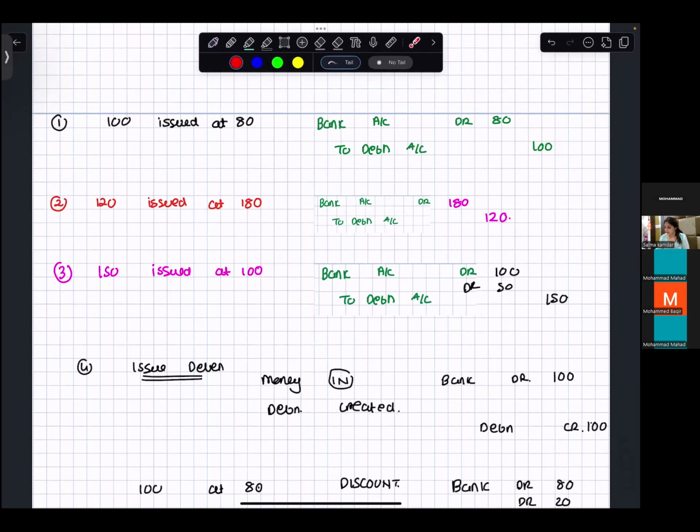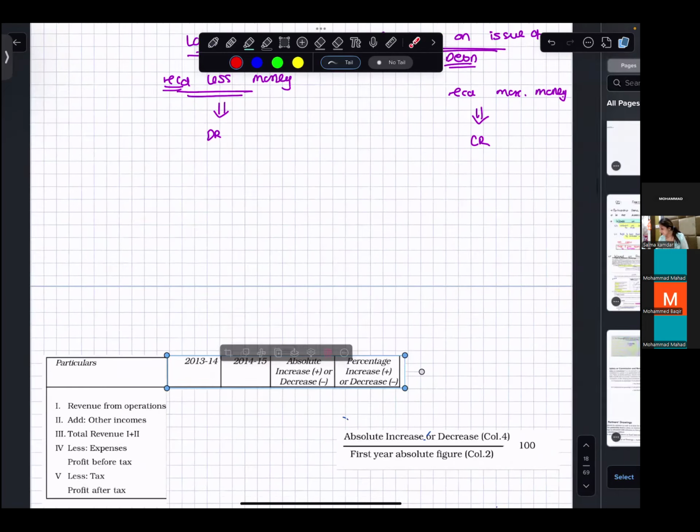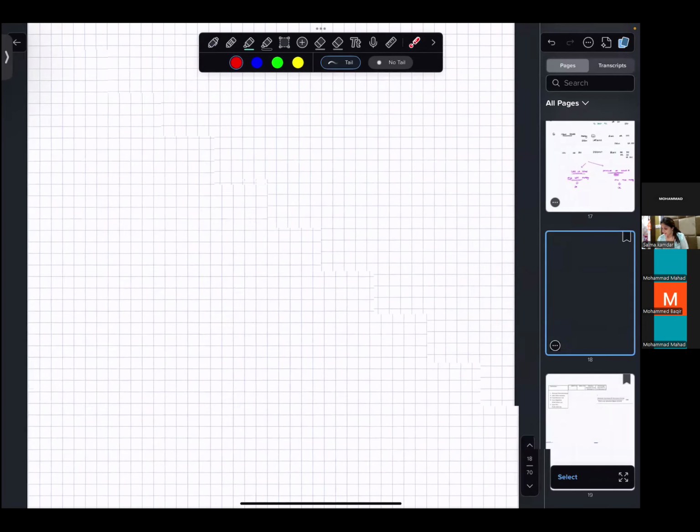Come on, explain me now this part. 120 issued at 180. So basically, bank account debited 180 and debentures account 120. So there's extra value, so it will be credited. Same premium on issue of debentures. Very good. Come on, 150 issued at 100. It will be loss on issue of debentures on the debit side, 50. Are you with me? Yes.